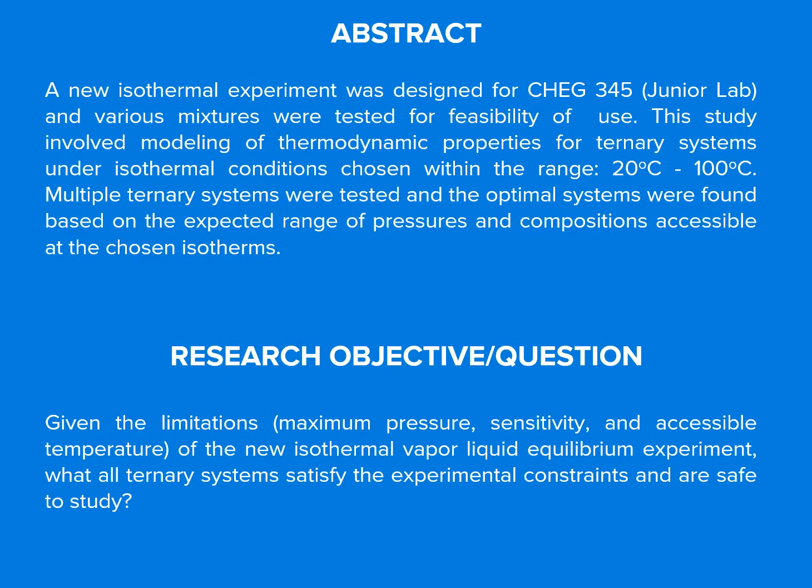In the third year of the chemical engineering major, students have to take a lab course known as KEG 345 or Junior Lab. A new isothermal experiment was designed for this lab recently, so various mixtures needed to be tested in order to find out feasible ternary systems that fit the experimental constraints and were safe to use. Hence, our objective was to study different ternary systems that satisfy the experimental constraints for this new experiment.